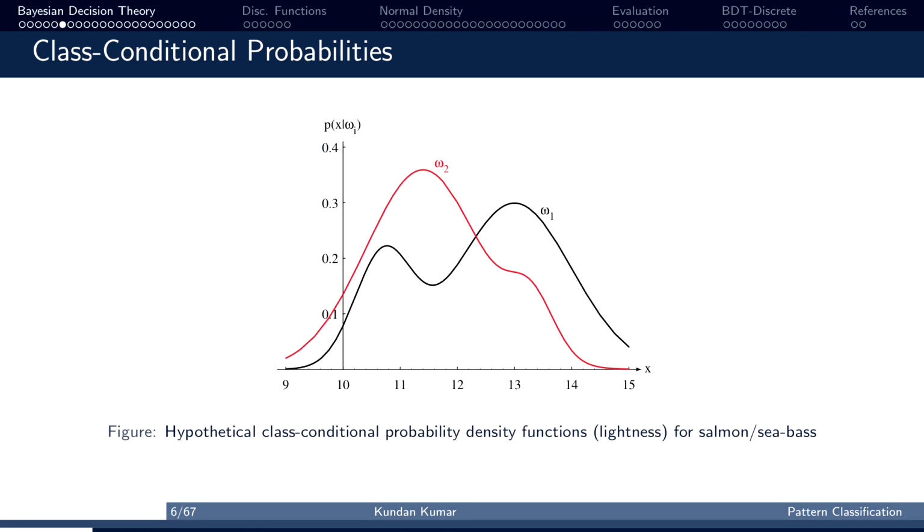So in this figure you can find a hypothetical class conditional probability density function of salmon and class conditional probability density function of sea bass.